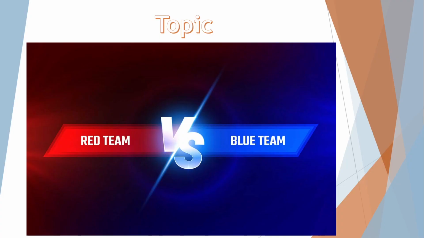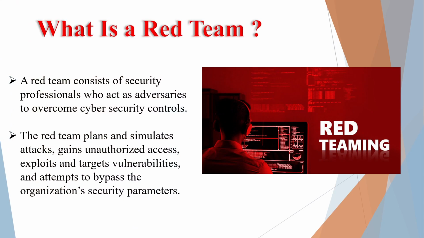Week 8. Today, we will have a look at the difference between the red team and the blue team. So let's first look at what is red team. A red team consists of security professionals who act as adversaries to overcome cybersecurity controls. The red team plans and simulates attacks, gains unauthorized access, exploits and targets vulnerabilities and attempts to bypass the organization's security parameters. The red team acts as an adversary attempting to identify and exploit potential weaknesses within the organization's cyber defenses using sophisticated attack techniques.